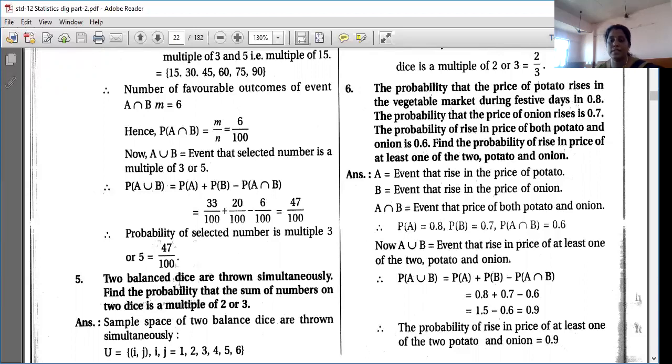Now what do you have to find, children? Here it is said to find the probability of rise in the price of at least one of the two, either potato or onion. Okay, so P of A union B. Either, at least one of the two. It is not said that the price of both the things should rise. So we are not writing and. It is said that the price of at least one. At least one means any one. Either potato or onion. Okay, so or means you have to find union.